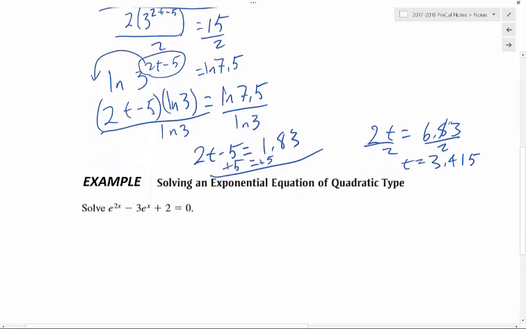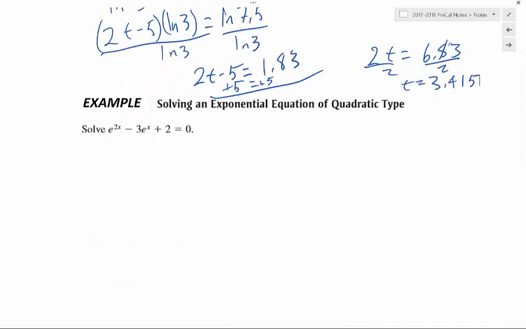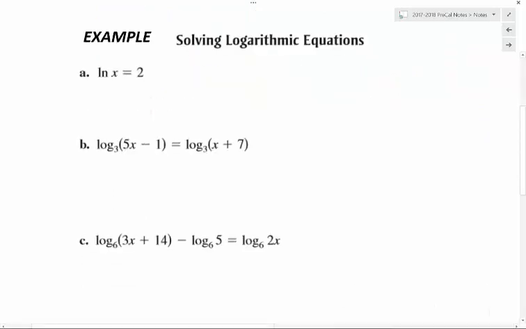Solving exponential equations of the quadratic type. Solving logarithmic equations. So what I'm going to do in this case is I have a logarithmic. Now I'm going to use exponential for it. So I'm going to say the natural log of x equals 2. So now what I'm going to do is make both sides of it the exponent for a base e. Because when I do that, now all of this goes away, so I have x equals e squared.